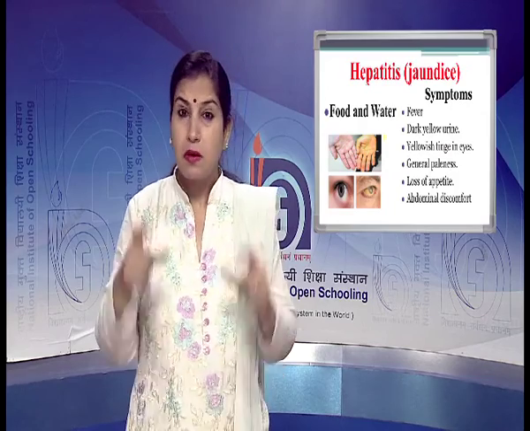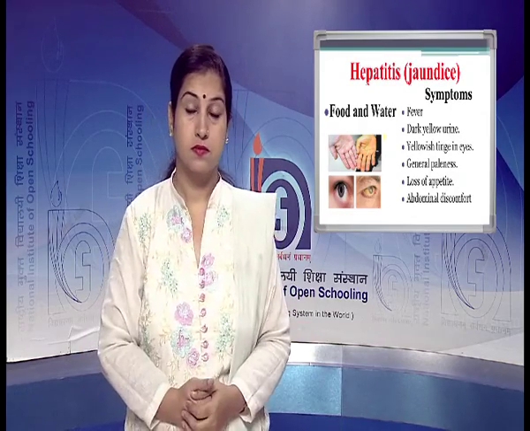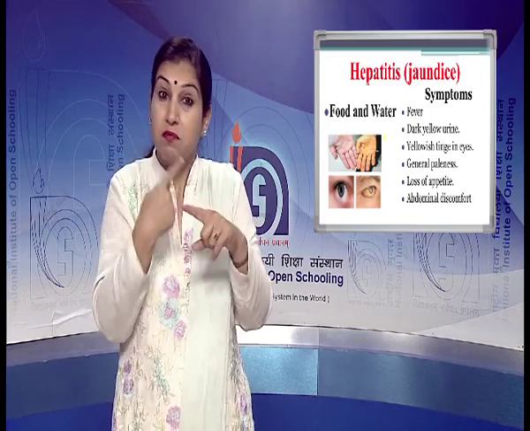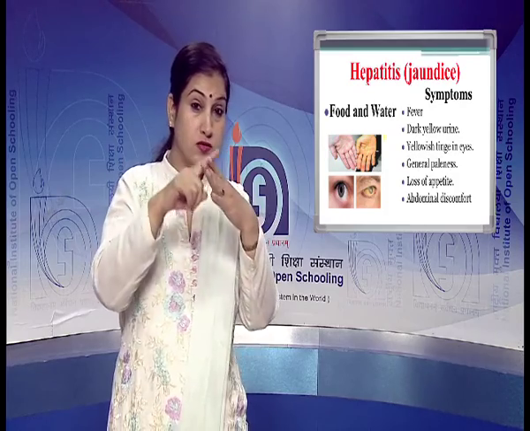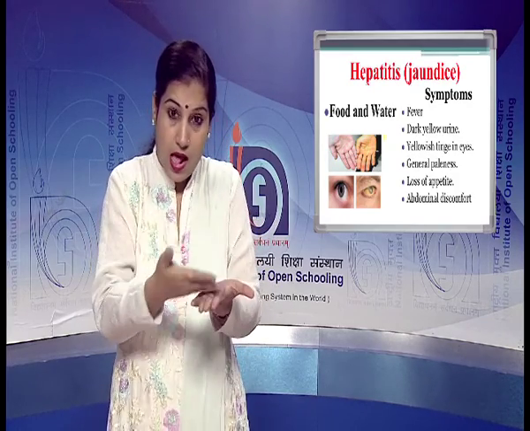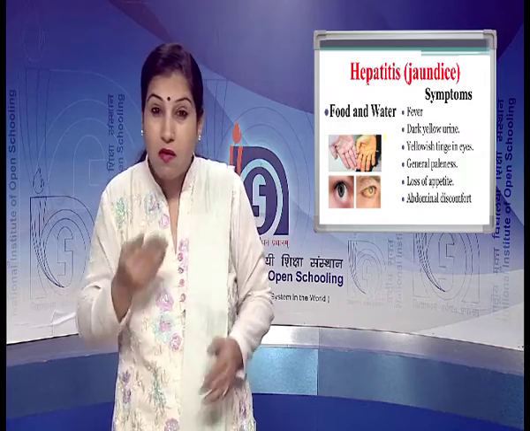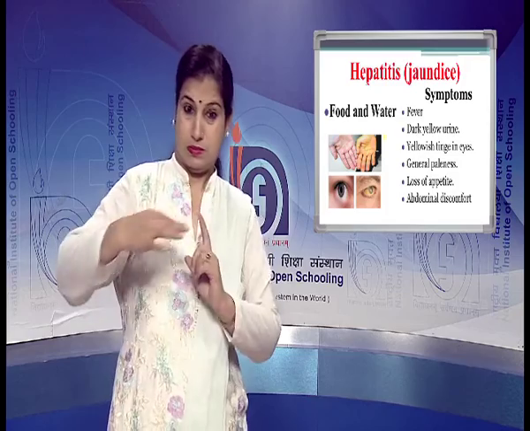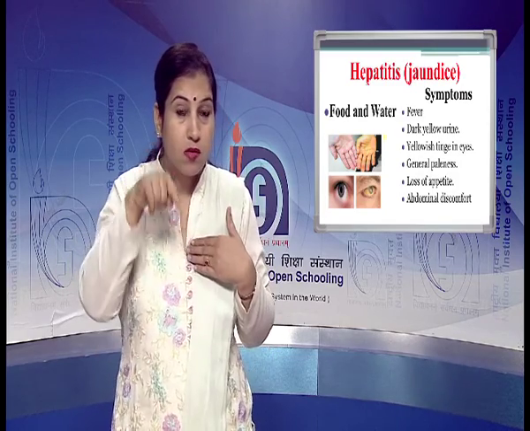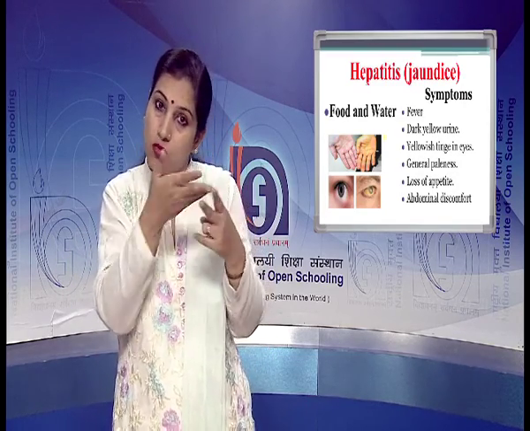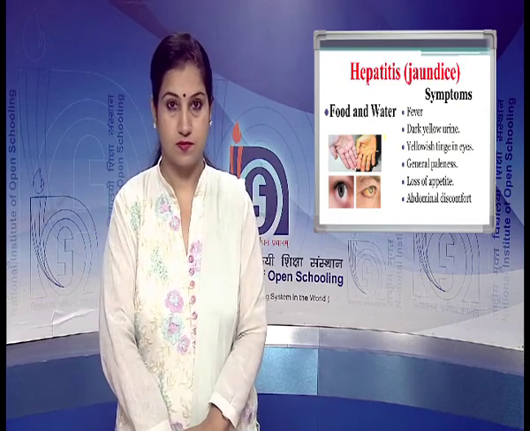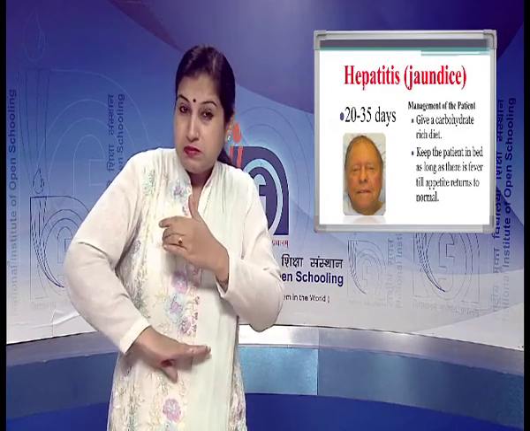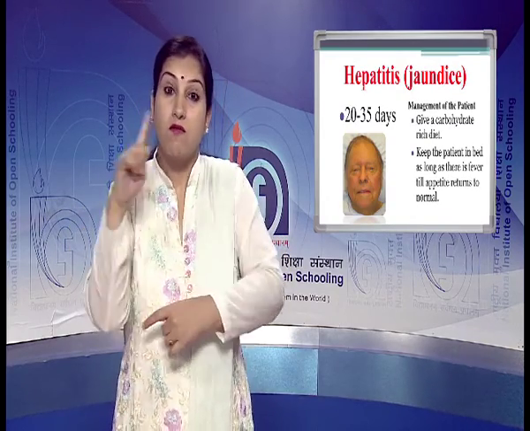You can see in the picture, the color of our body, hand and eye is pinkish and white, but a jaundice patient's eyes, hand and body color is more on the yellowish side. The mode of spread for jaundice is food and water. The incubation period for jaundice is 20 to 35 days.